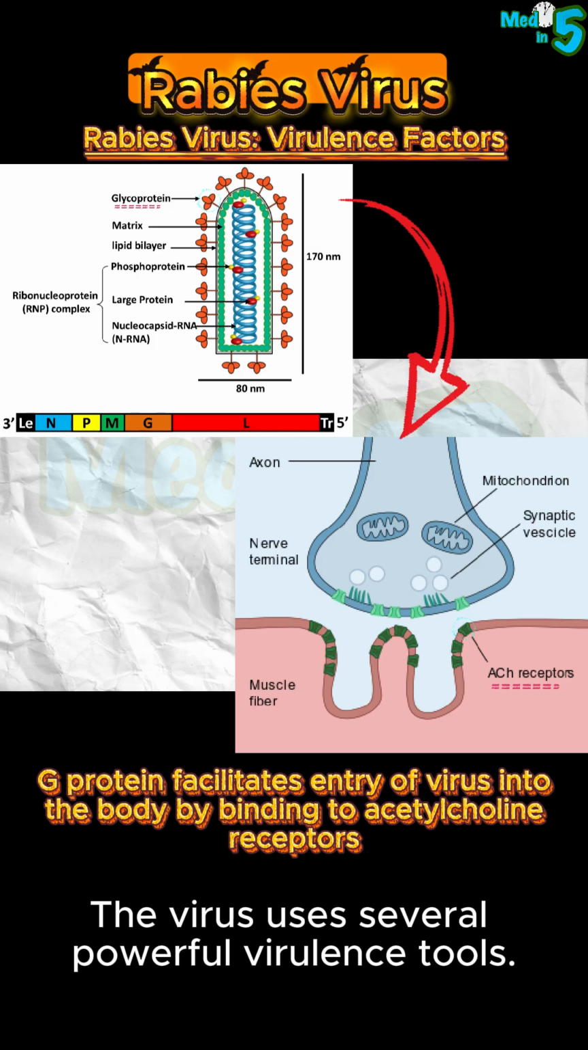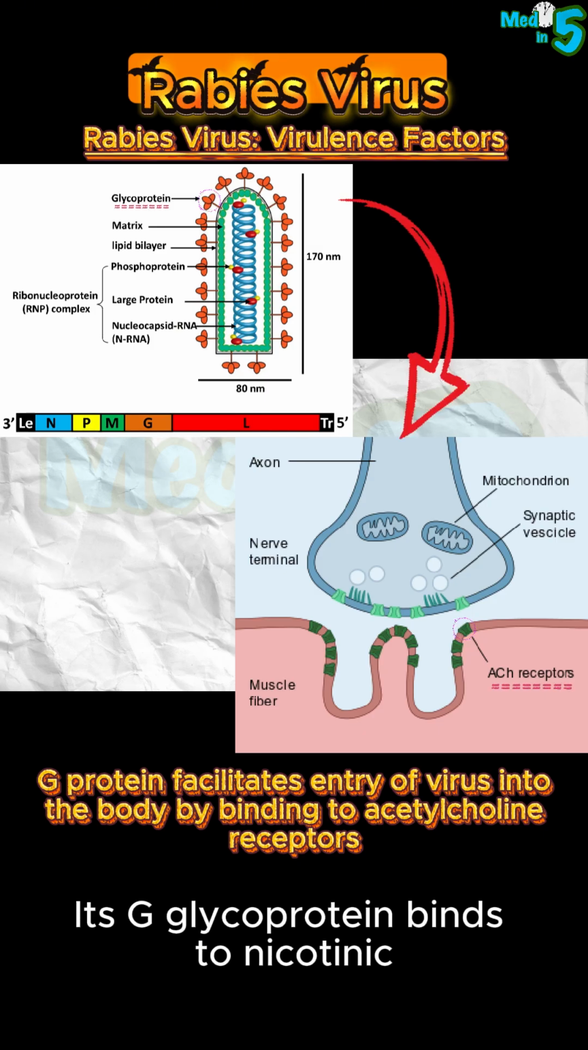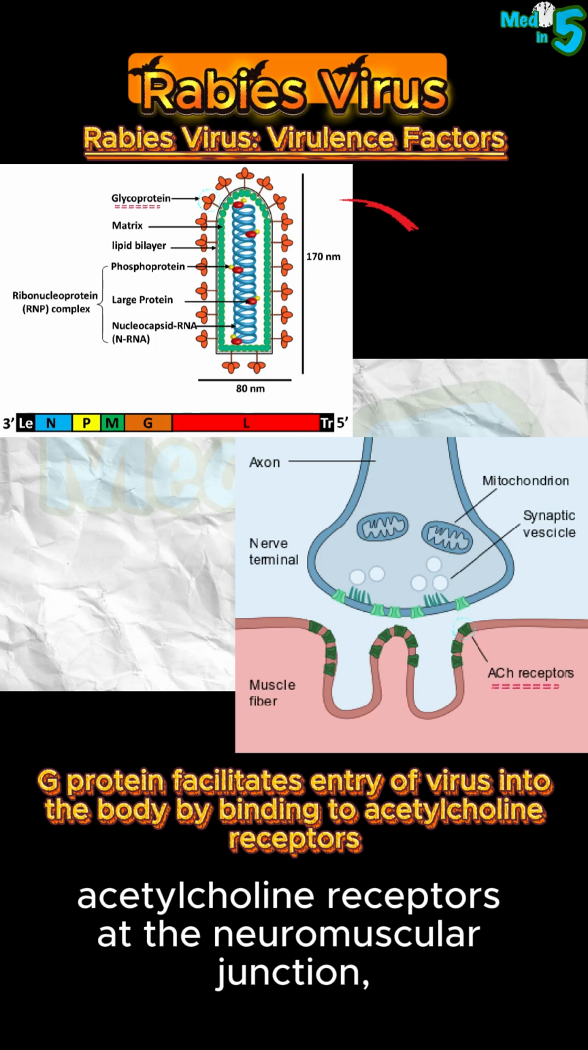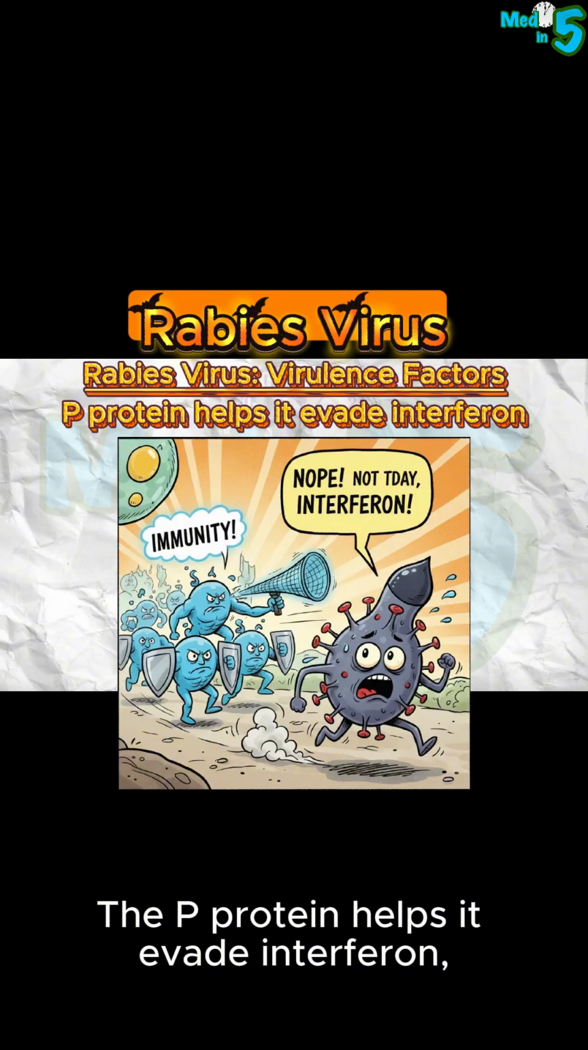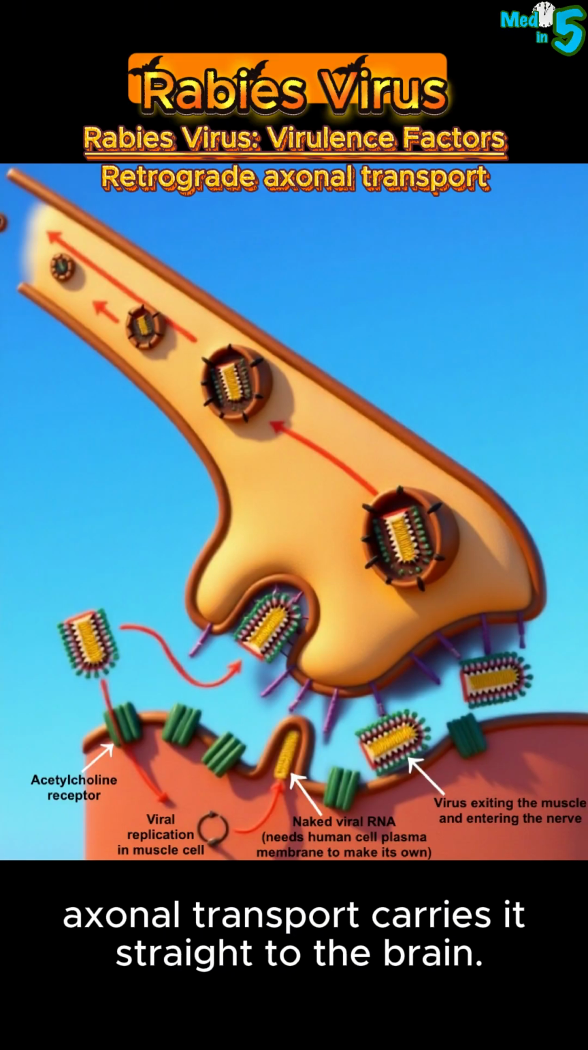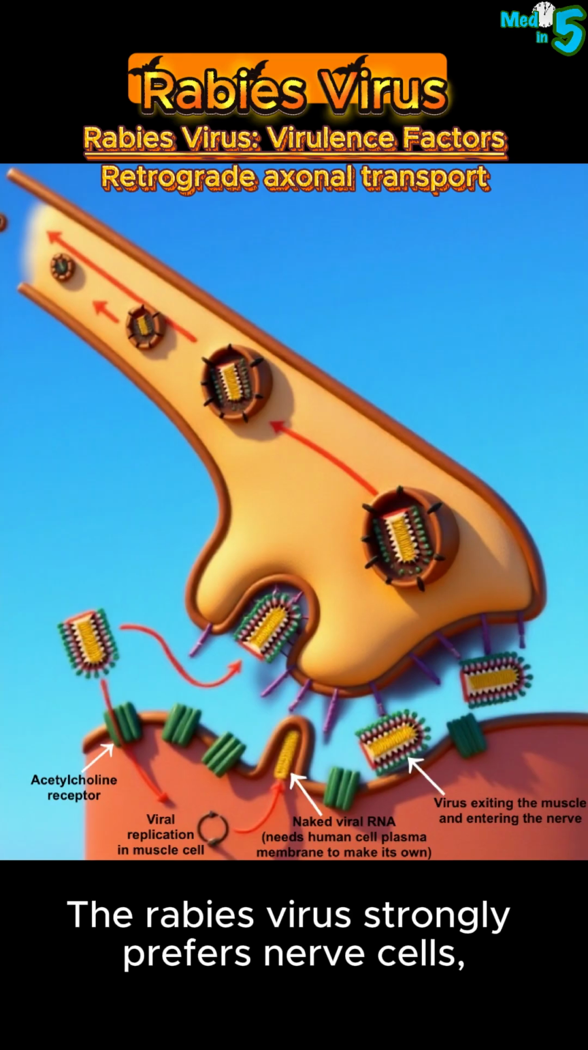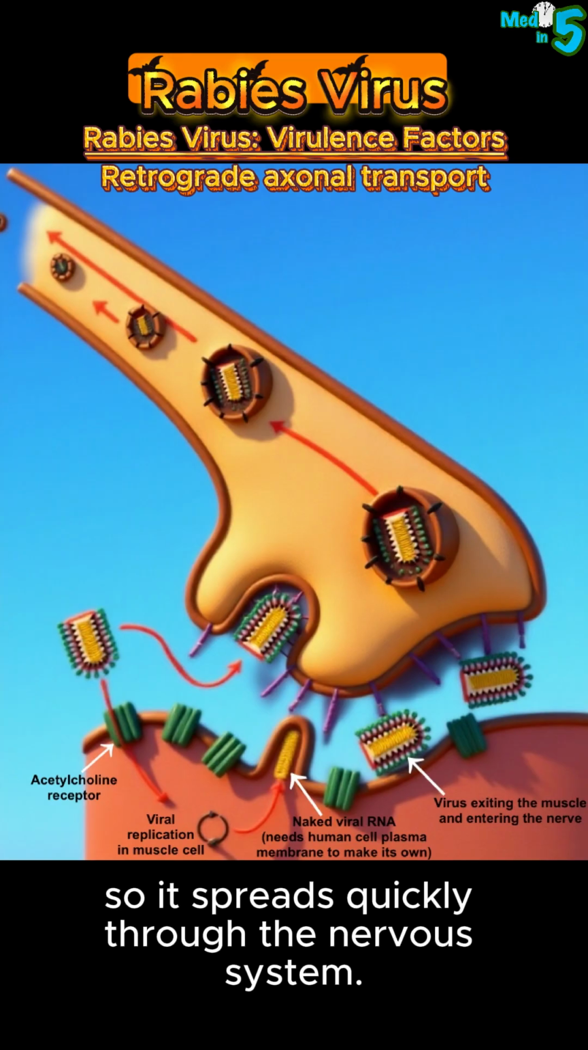The virus uses several powerful virulence tools. Its G-glycoprotein binds to nicotinic acetylcholine receptors at the neuromuscular junction, letting it enter the body. The P protein helps it evade interferon, while retrograde axonal transport carries it straight to the brain. The rabies virus strongly prefers nerve cells, so it spreads quickly through the nervous system.